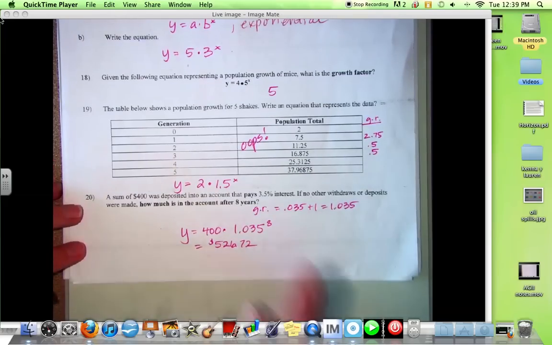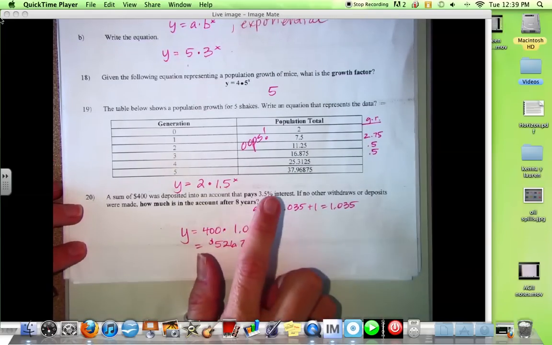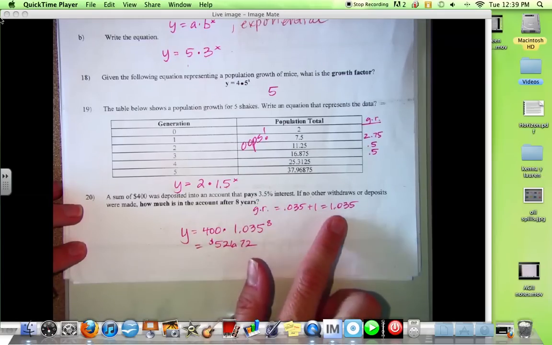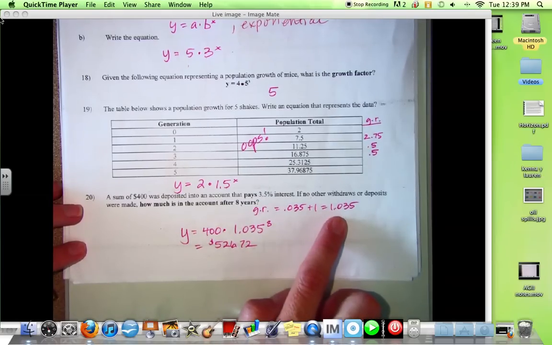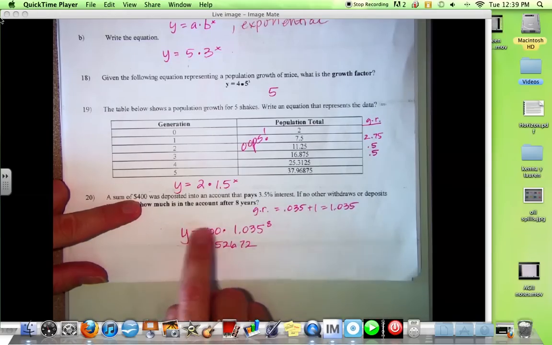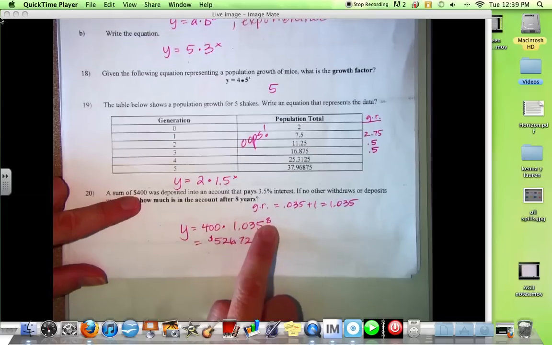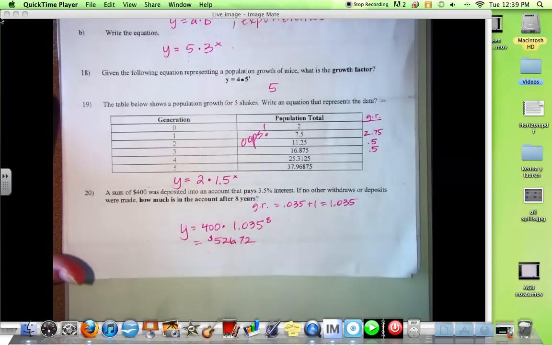20, how much is in the account after 8 years? Your growth rate is 3.5%, so that means that your factor is 1.035. Your initial value is 400. So y equals 400 times 1.035 to the 8th power. Gives you $526.72.